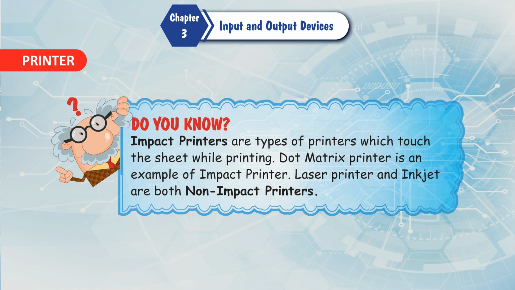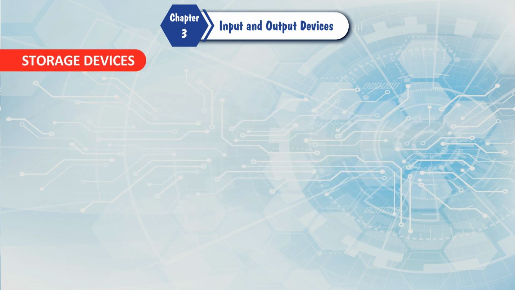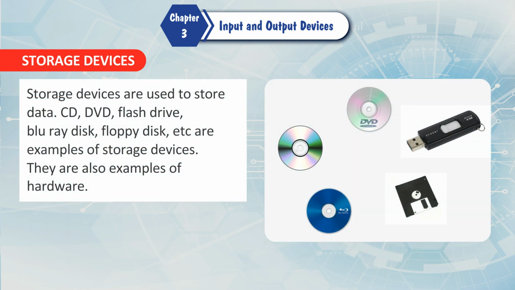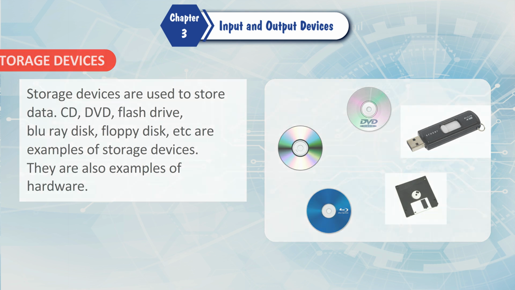Do you know? Impact printers are types of printers which touch the sheet while printing. Dot matrix printer is an example of impact printer. Laser printer and inkjet are both non-impact printers. Storage devices. Storage devices are used to store data. CD, DVD, flash drive, Blu-ray disc, floppy disk, etc. are examples of storage devices. They are also examples of hardware.